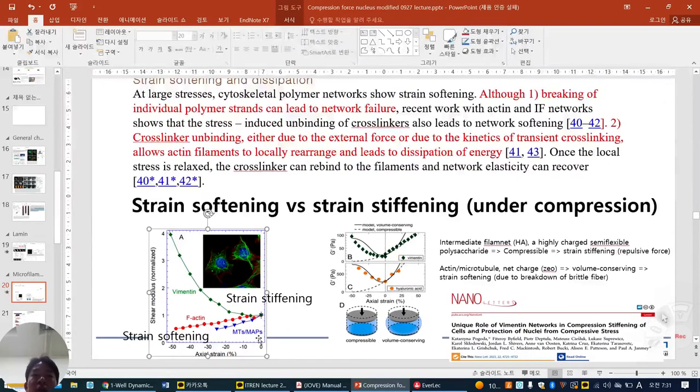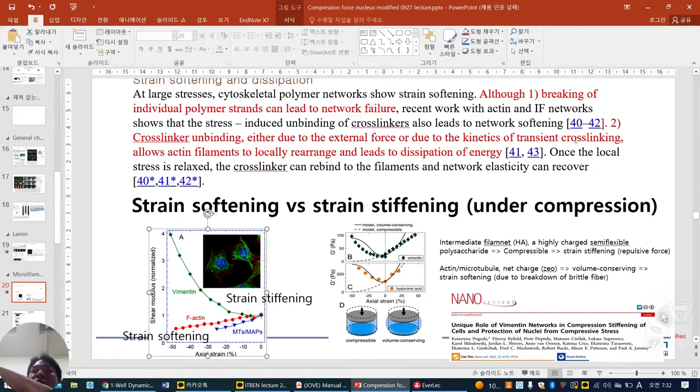This zero means without compression. Minus axial strain is a compressed cell. Okay, let's imagine while you compress a cell, how these three components, microfilament, microtubule, and intermediate filament, change. So they individually analyzed the effect on stiffness. Interestingly, actin and microtubule are decreasing their modulus while you compress the cell.